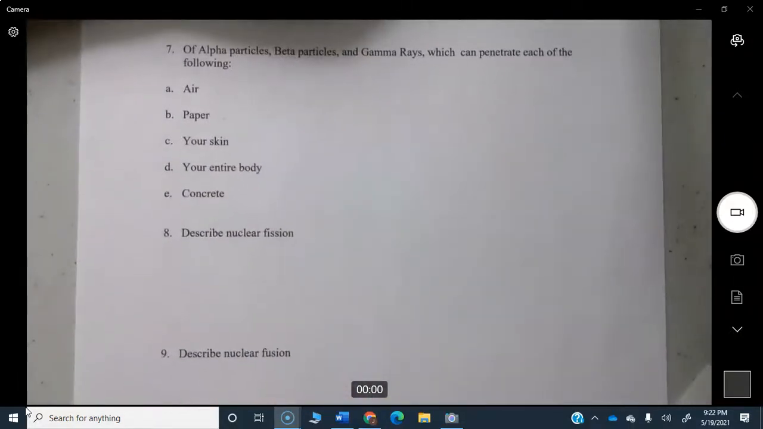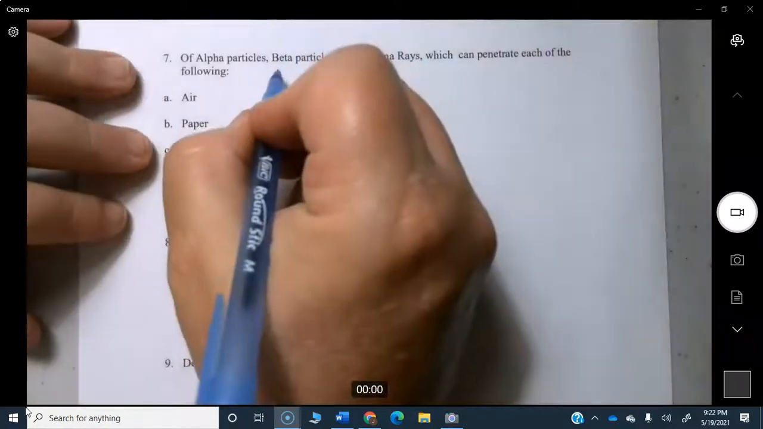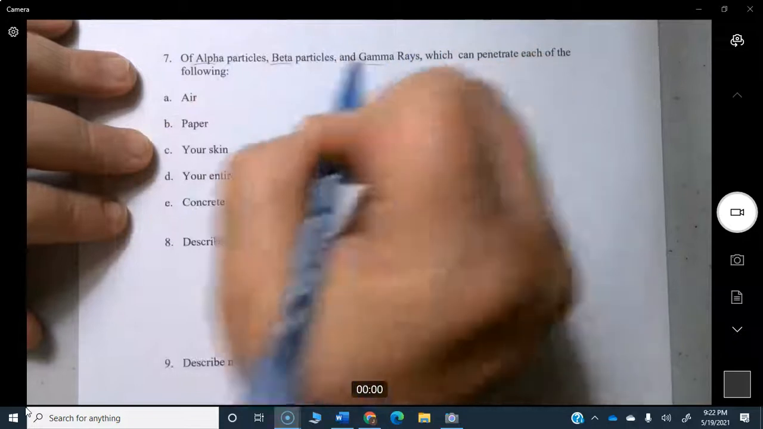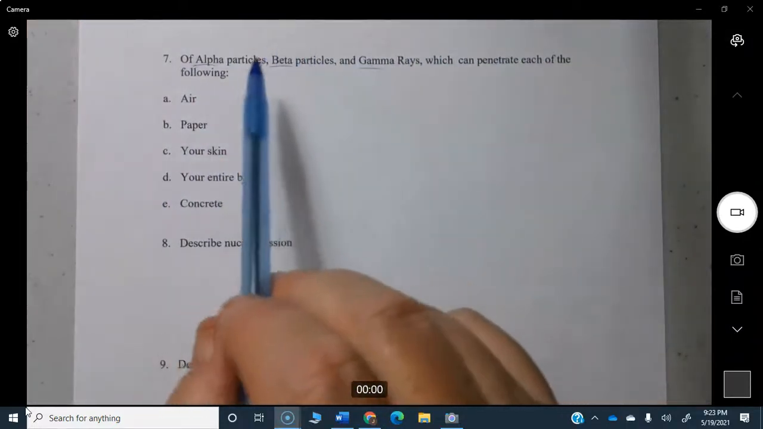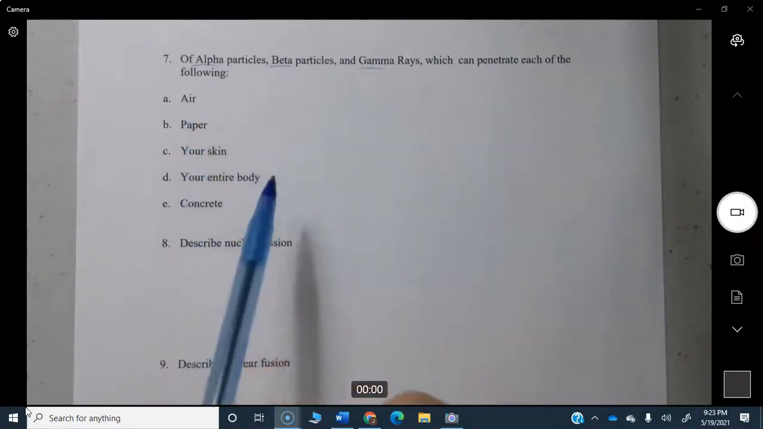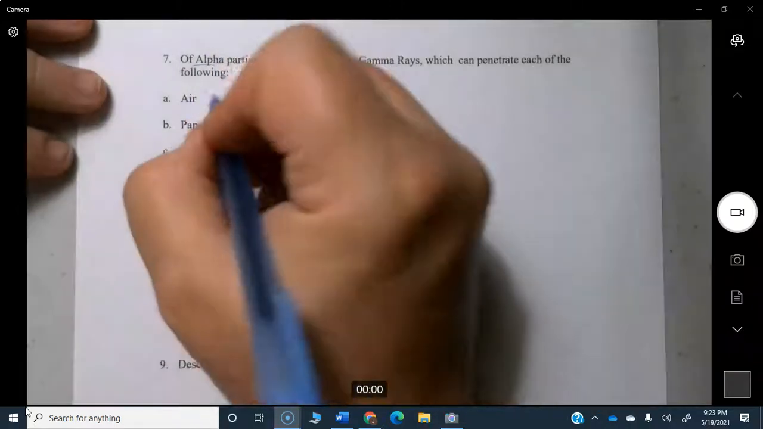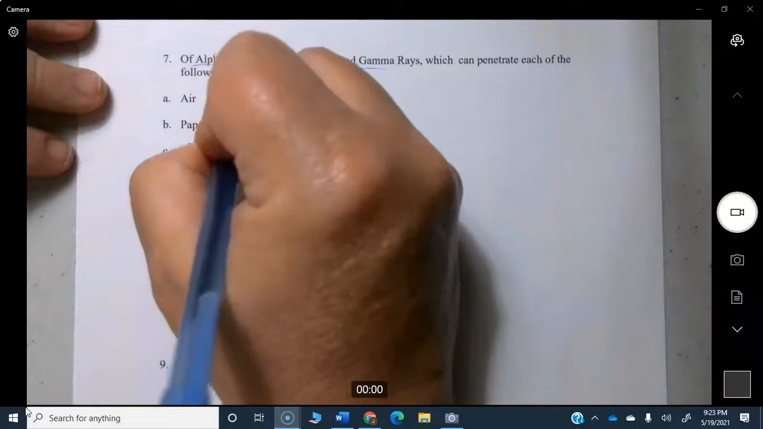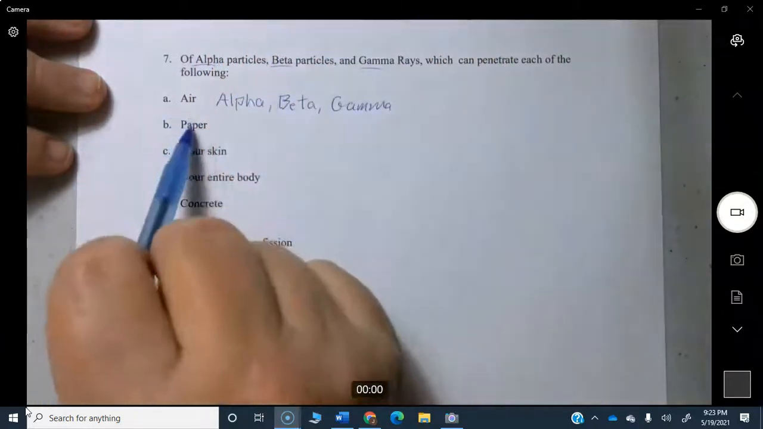Okay, so we talked about, and this is going to be a question on your district final, how much each of these 3 particles, alpha, beta, and gamma rays, what they can penetrate. So what I want you to do is write down any of these particles that'll penetrate in each of these substances. So air, for example, all of them can fly through air. So that's going to be all 3. And this is on the instruction video. So all 3 of them can penetrate.